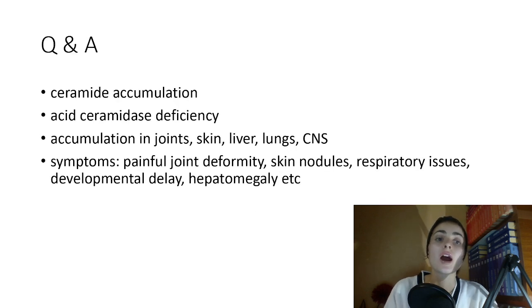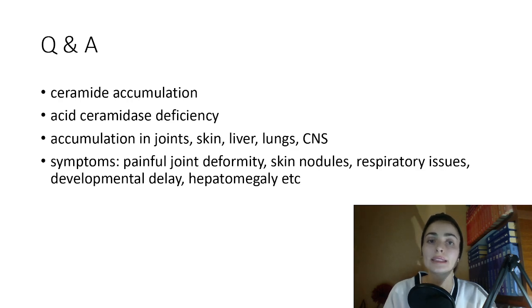In case of Farber disease, we have the accumulation of ceramide, and this is because the enzyme acid ceramidase is deficient. But where do they accumulate? Except for the CNS and lungs and liver, they accumulate in skin and joints. So symptoms will be respective.